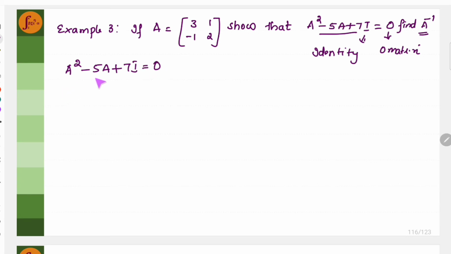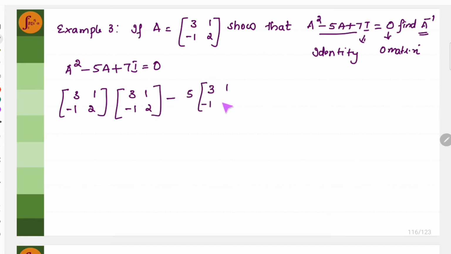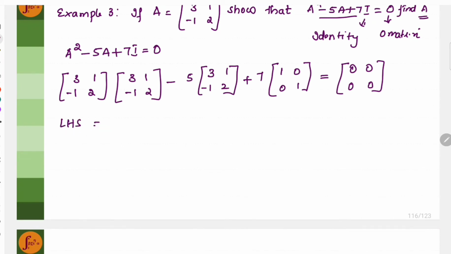So let's substitute. A is equal to 3, 1, minus 1, 2. A square, we'll put this 2 times. A square minus 5 into matrix A plus 7 into the identity matrix, which is a unit matrix. You have to prove that it is the zero matrix or null matrix. We'll take LHS first. LHS is this portion and this is RHS. After simplifying this LHS, you have to get a null matrix.